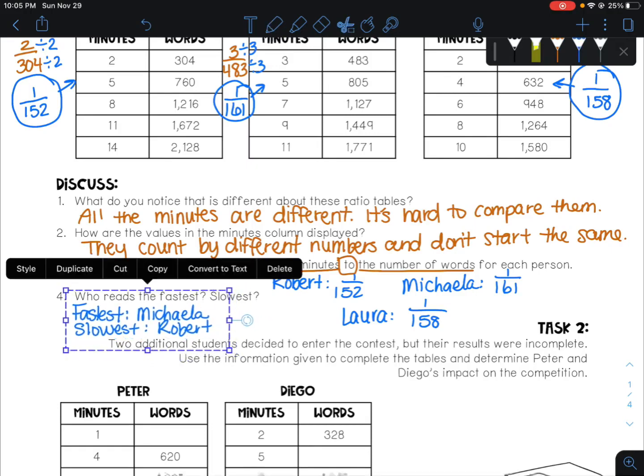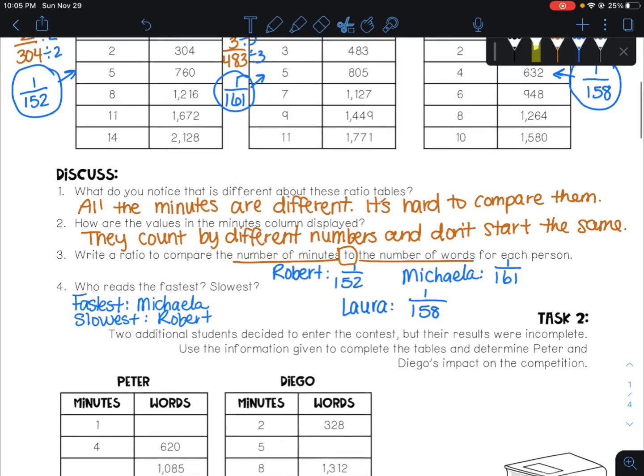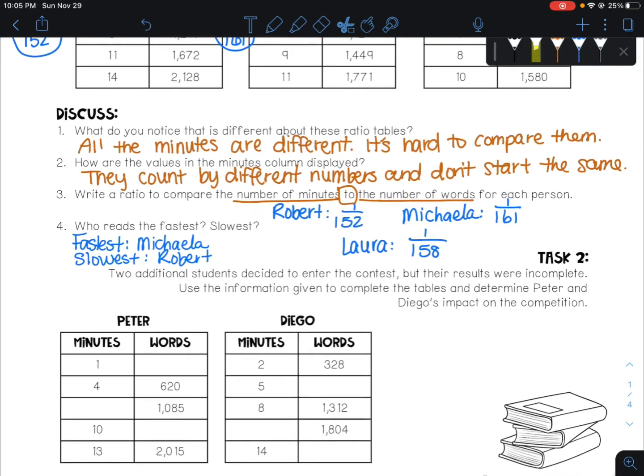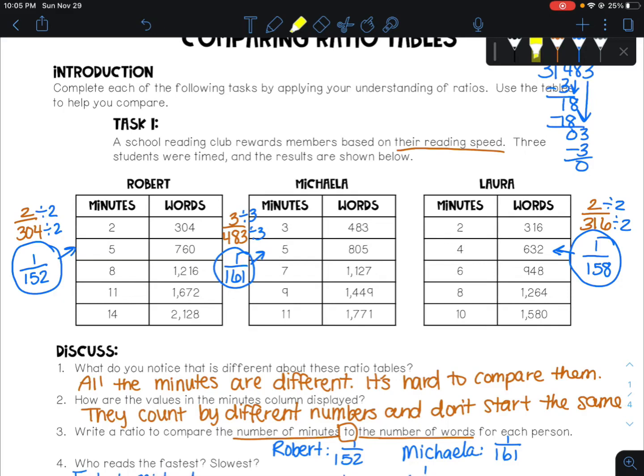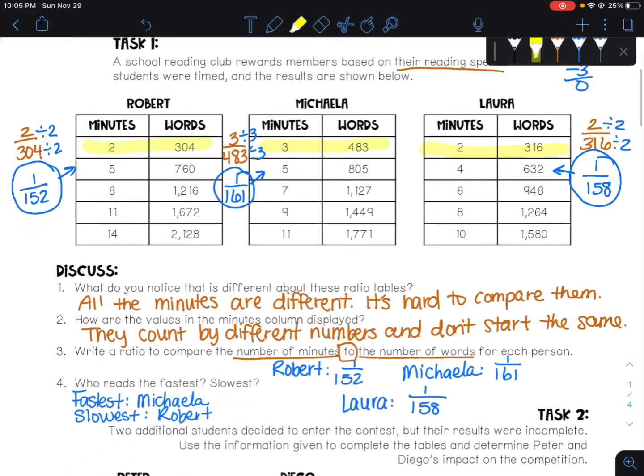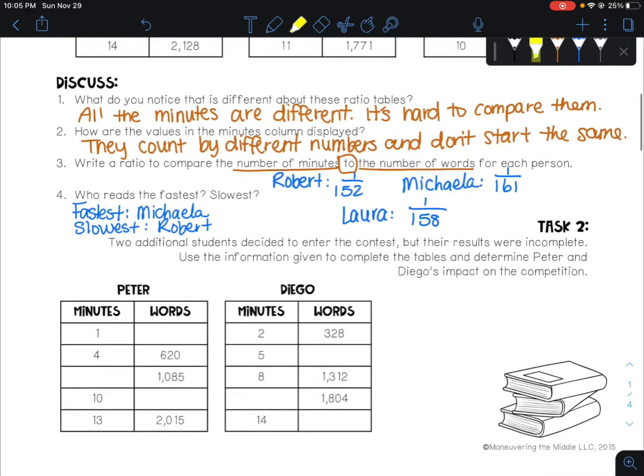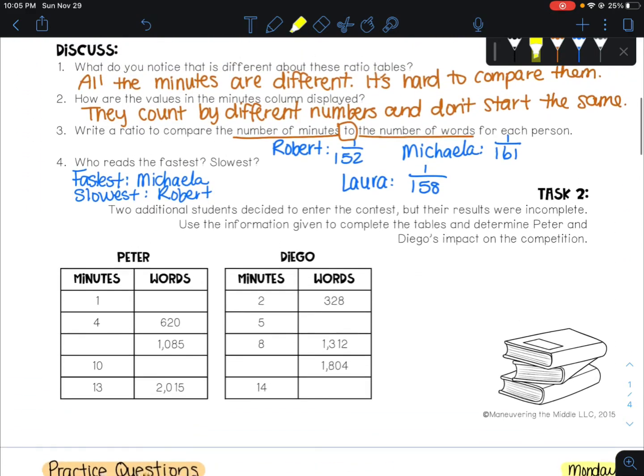Okay? So now, basically what we did was we picked one entry in the table for each of them. Doesn't matter which one. Smallest numbers are usually the easiest. We wrote it as a ratio, like a fraction, and then we simplified it. And once they're simplified, you can compare. Okay? All right, one more example. So for task 2, 2 additional students decided to enter the contest, but their results were incomplete.